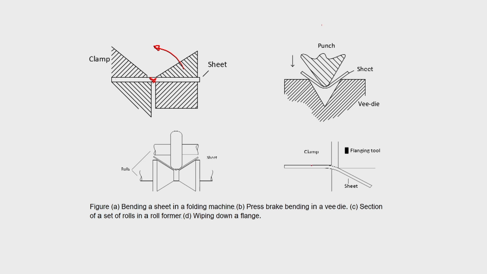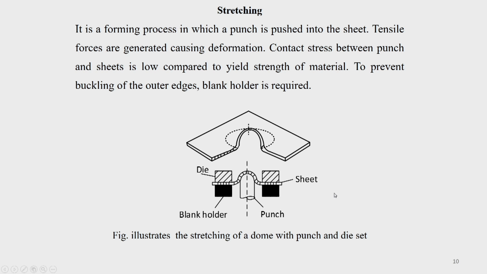Another is wiping down a flange. Similar to this, here you are clamping it, and then there is a flanging tool which moves inside. Whatever flange you want to make, that much projection of the sheet metal will be there, and you just pass the tool through this. Because it is clamped here, it will bend and get the shape. That way you can get it without much difficulty.